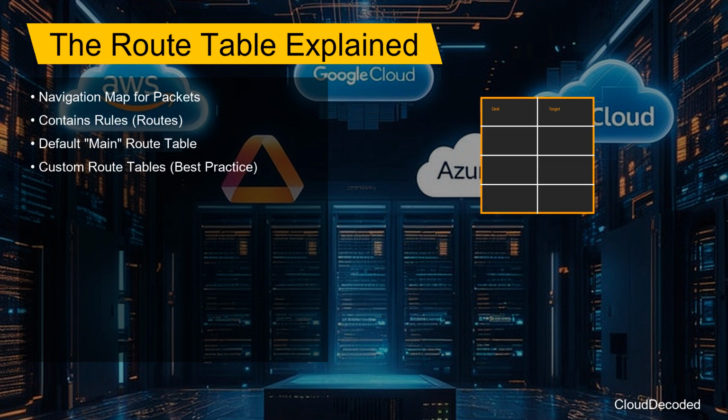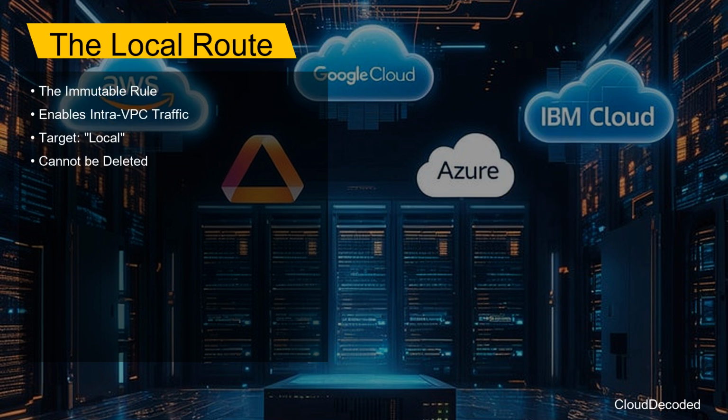Think of a route table as a navigation map for every packet leaving your subnet. It contains a list of rules, called routes, that determine where network traffic is directed. Every VPC has a main route table, but for granular control, we create custom ones. Every single route table has one unchangeable rule, the local route. This allows all resources within the VPC to talk to each other.